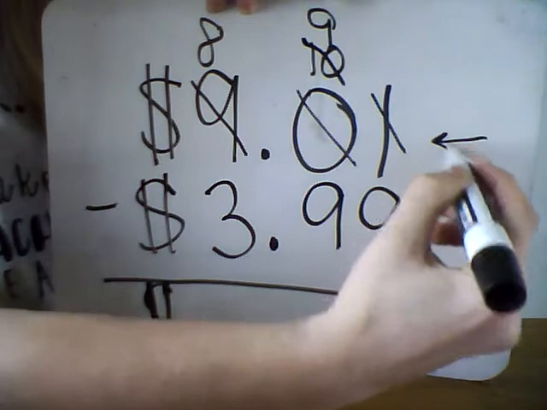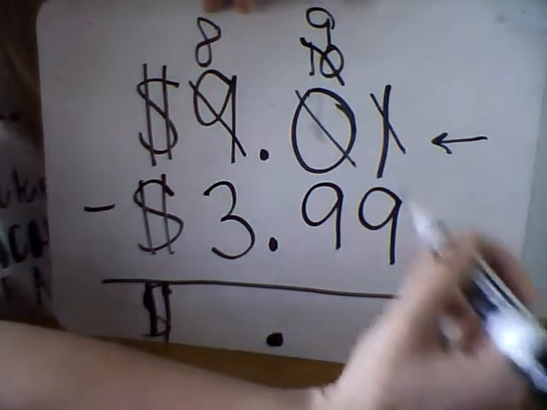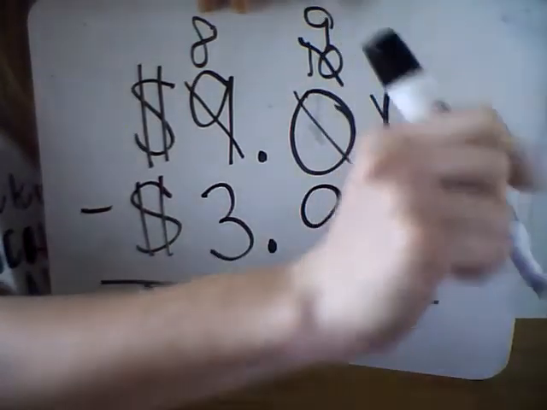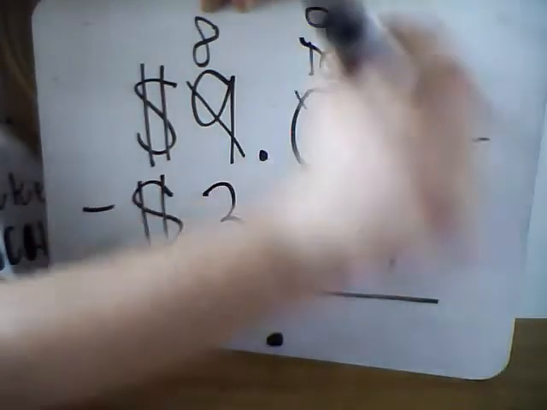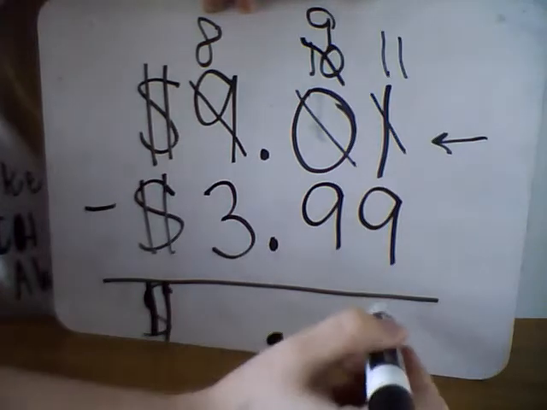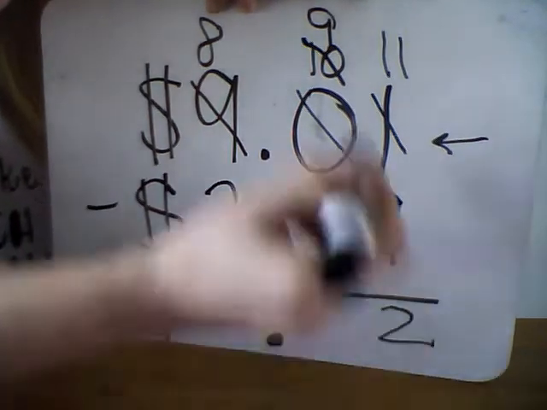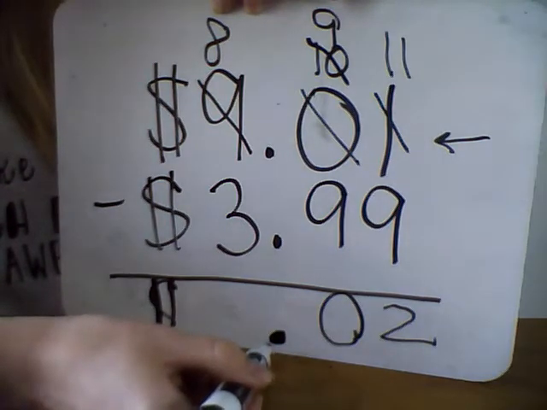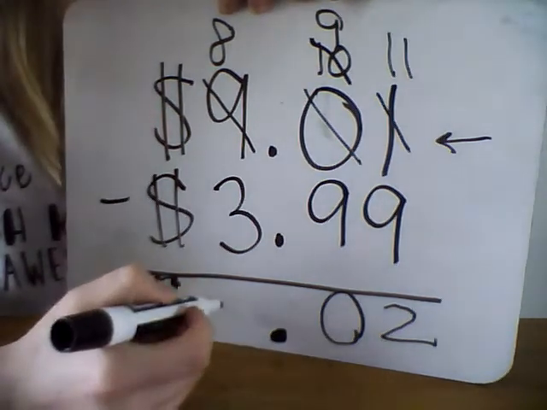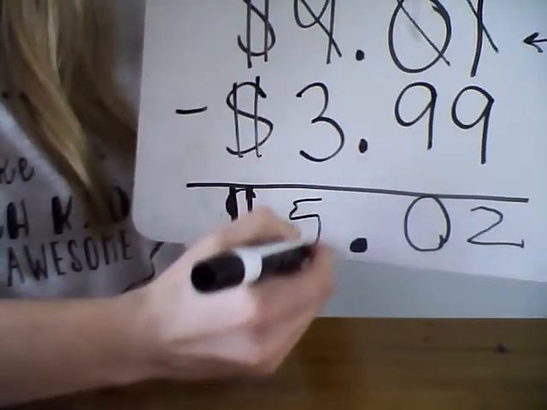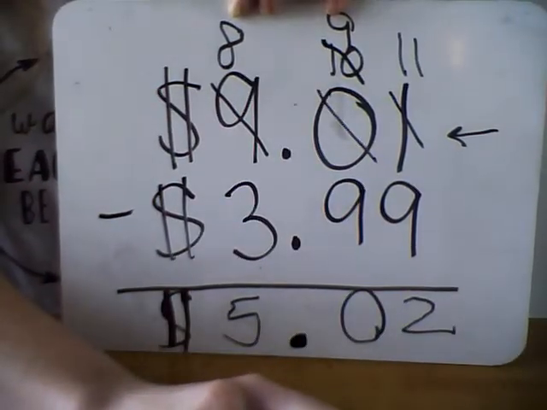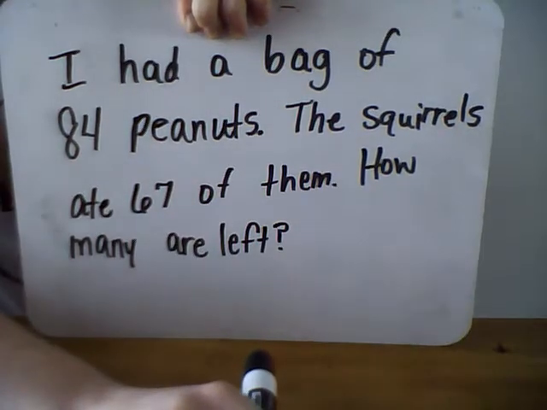So you're going to take 1 from your neighbor again and bring back 10. This always stumps a lot of third graders because you want to put a 10 here, but 1 plus 10 is 11. So 11 minus 9 is 2. 9 minus 9 is 0. We've already put our decimal where it's supposed to be. And 8 minus 3 is 5. So $5.02.